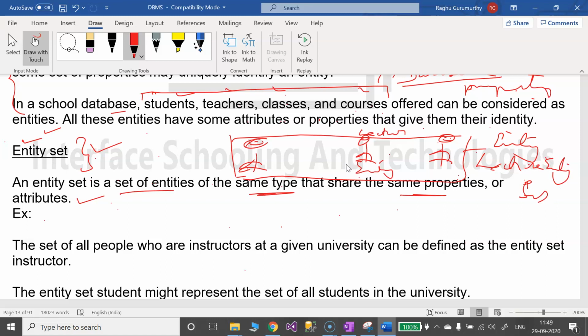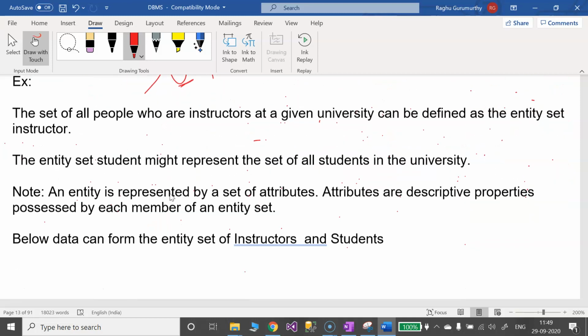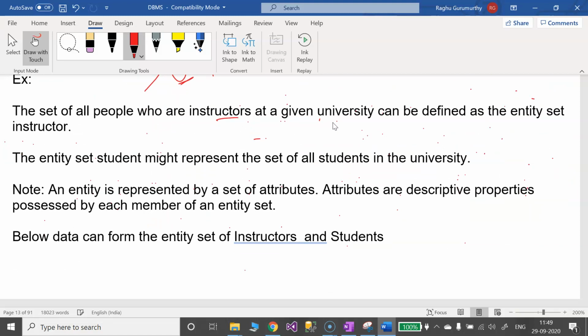Got it? Suppose we can't consider a student with a lecturer, because here the entity student is of a different type, whereas lecturers belong to the same kind of set. This is entity set. See what they are saying here: the set of people who are instructors at a given university is nothing but lecturers. The entity set student might represent the set of all students, if we consider only students as a student entity set.